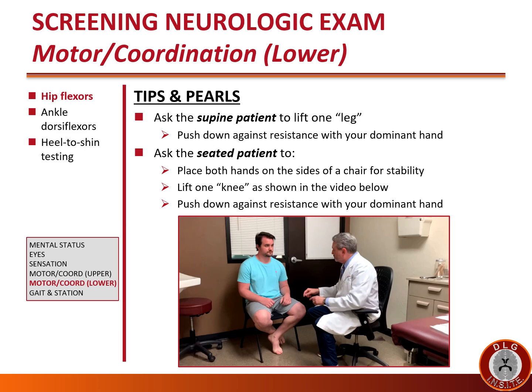Tips and pearls. Motor coordination lower, hip flexors. Ask the supine patient to lift one leg. Push down against resistance with your dominant hand. Ask the seated patient, such as shown in the video below on this screen, to place both hands on the sides of a chair for stability and lift one knee. Instead of saying lift one leg, say lift one knee, as shown in this video. Push down against resistance with your dominant hand.